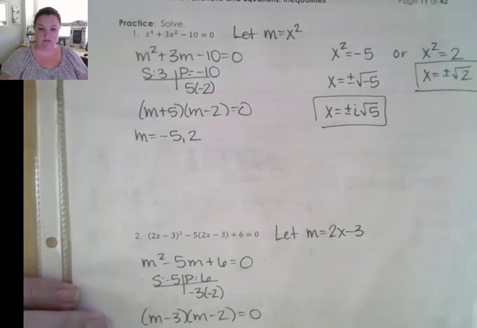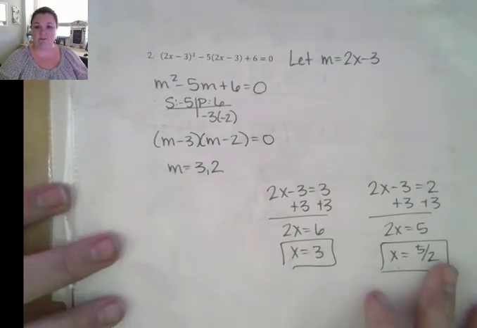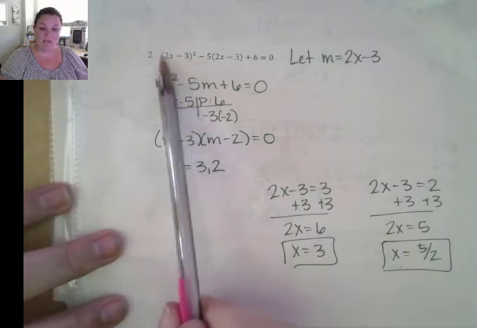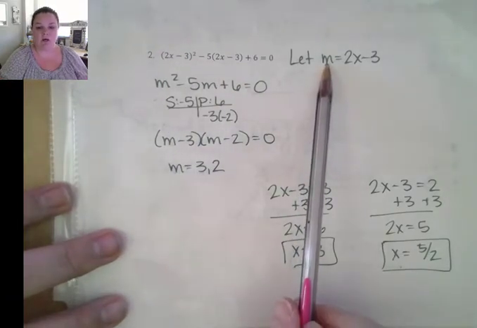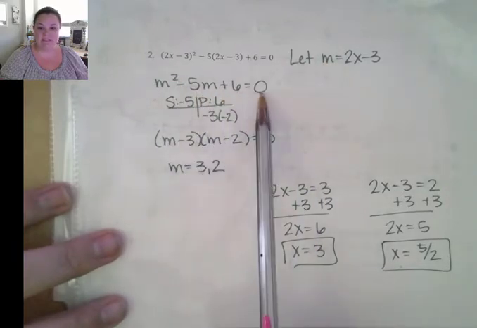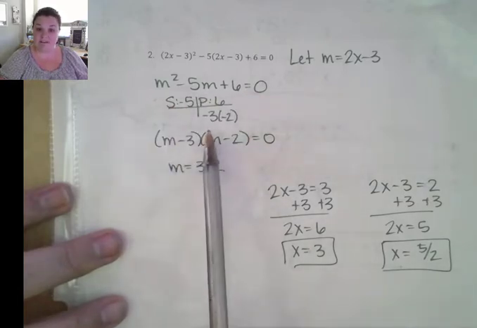Let's look at the second one. Second one, we also have to substitute, right? But this time it's for a quantity. So we're going to take out this quantity with, I'm using an m again. You can use whatever letter you want. So that leaves us with m squared minus 5m plus 6 equals 0. And now this is something we can solve by factoring.